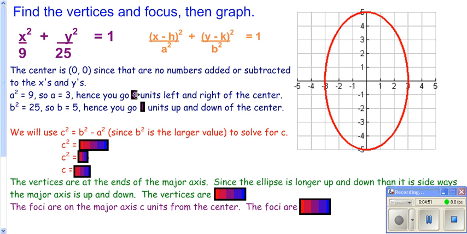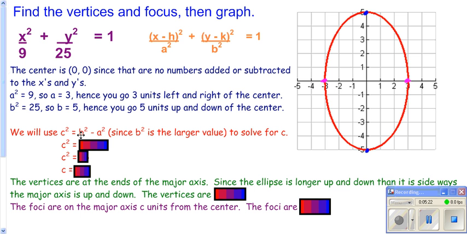So A, once again, is how far you go left and right from your center. B is how far you go up and down from your center. Your center is 0, 0 because there's nothing added or subtracted from your x's. So you go 3 units to the right, 3 units to the left, and then from your center you go 5 up because B tells you how far to go up and down. And then, for the most part, you try to draw in a smooth curve going through all 4 of those points.